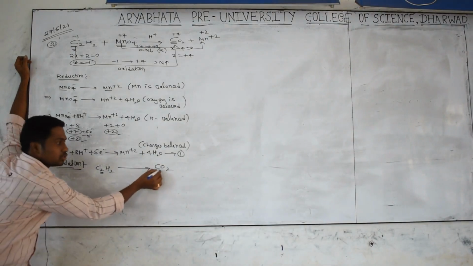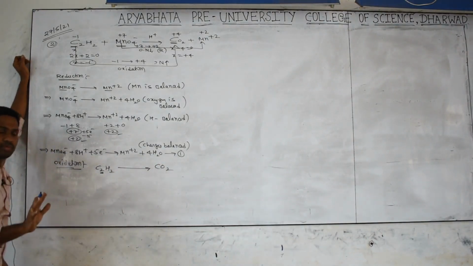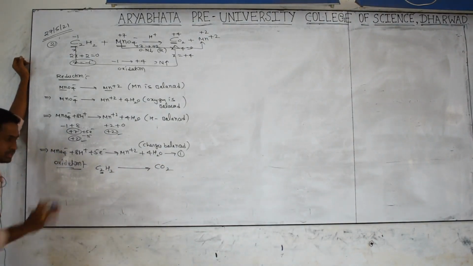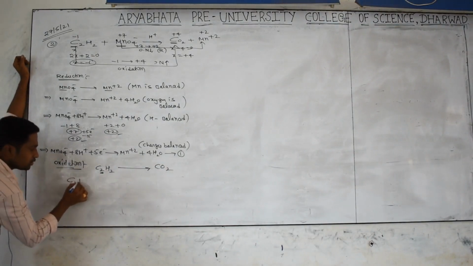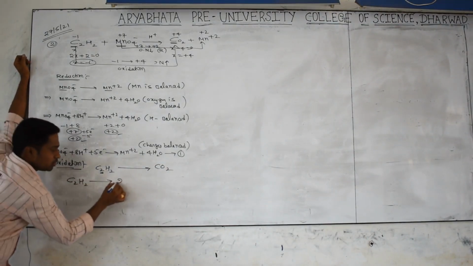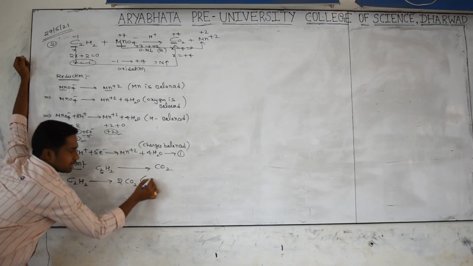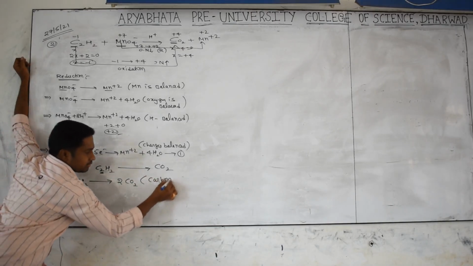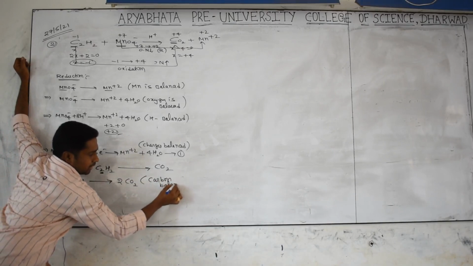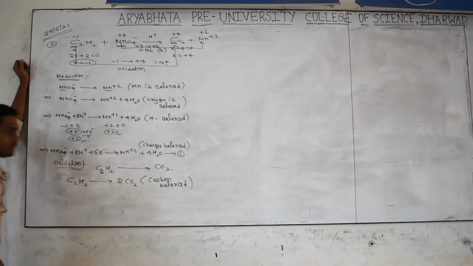Sir, if I write C2 here, it means meaningless. CO2 is the formula, only you have to change the coefficients. Then what will come? C2H2 gives rise to 2CO2, and then carbon is balanced. Carbon balanced. After balancing carbon, we have to go for balancing of oxygen by adding water.